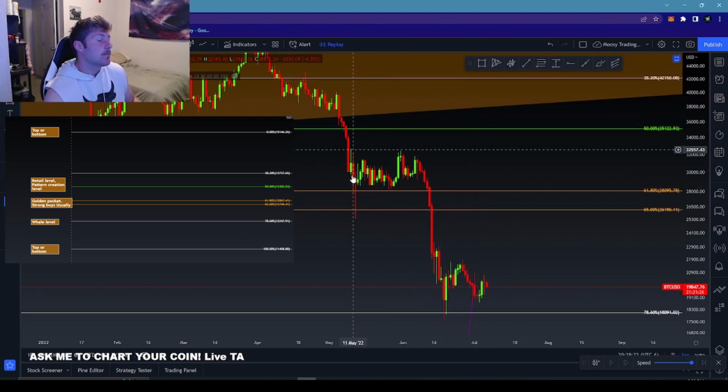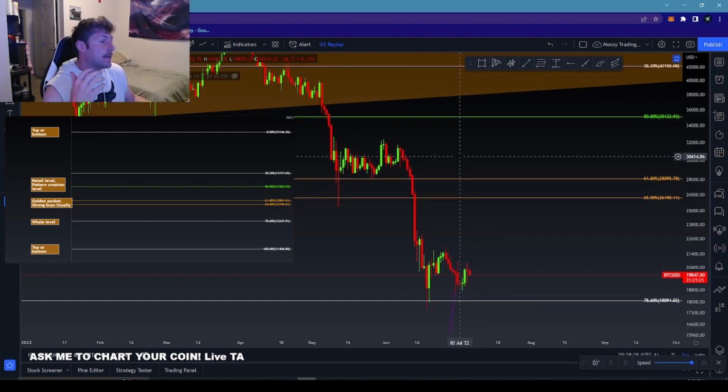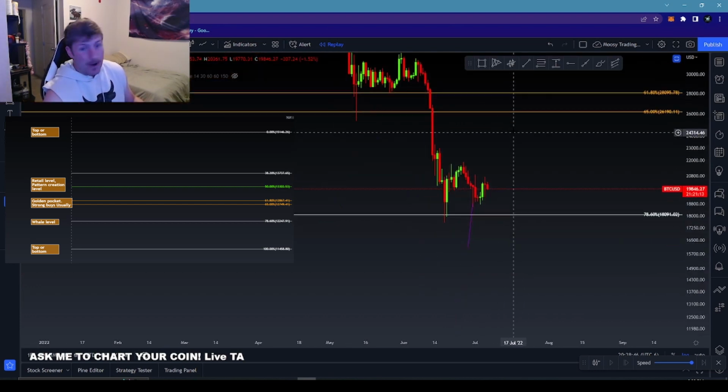Now, once you hit that golden pocket, you could have made a lot of trades off of it, right? As we can see. But is that going to tell you reverse? Especially after breaking a pattern that our 0.5 created? Not necessarily, but you still can make trades off of it. Now we go to my favorite level, 78.6. This is our whale level. Get that in your head. This is typically where dead cat bounces happen, even on daily and weekly charts.